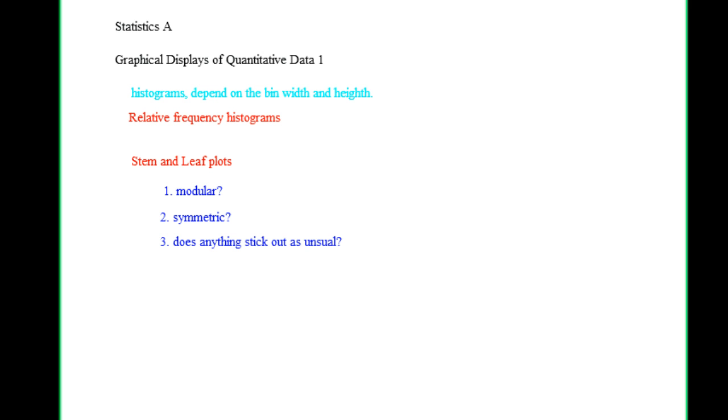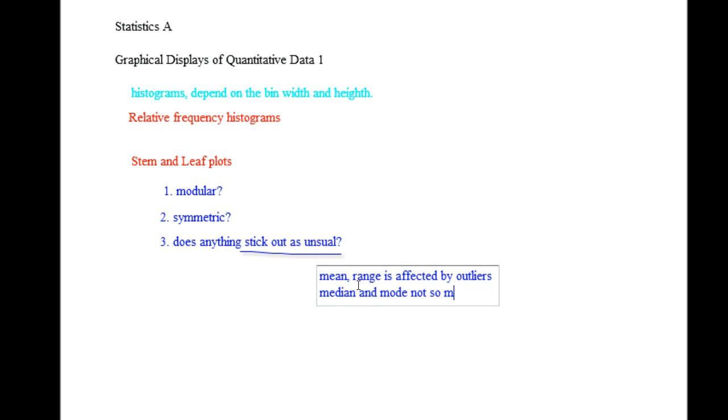Now, something that is affected by this is the median. No, the mean. The mean is affected by the outliers. And also, so is range. But not so much the median and mode. Not so much. Okay, so outliers don't affect the median and the mode as much, okay?